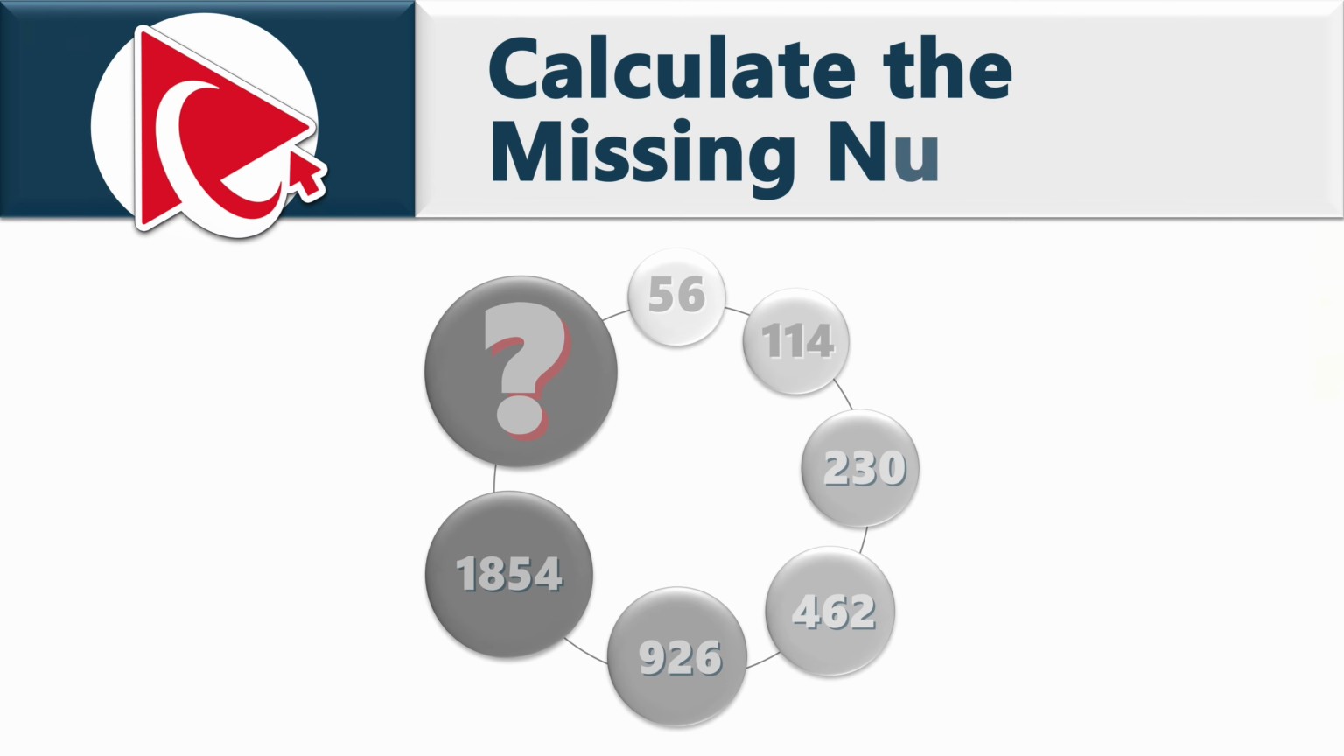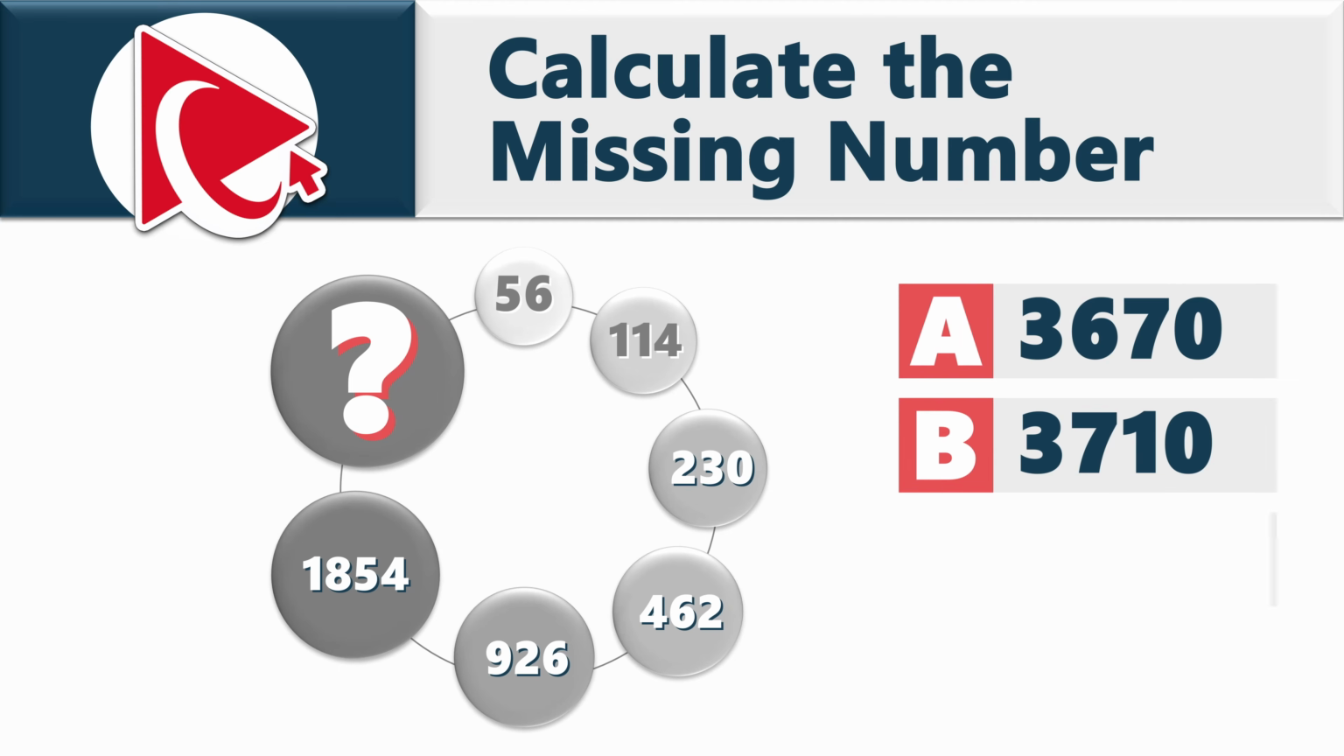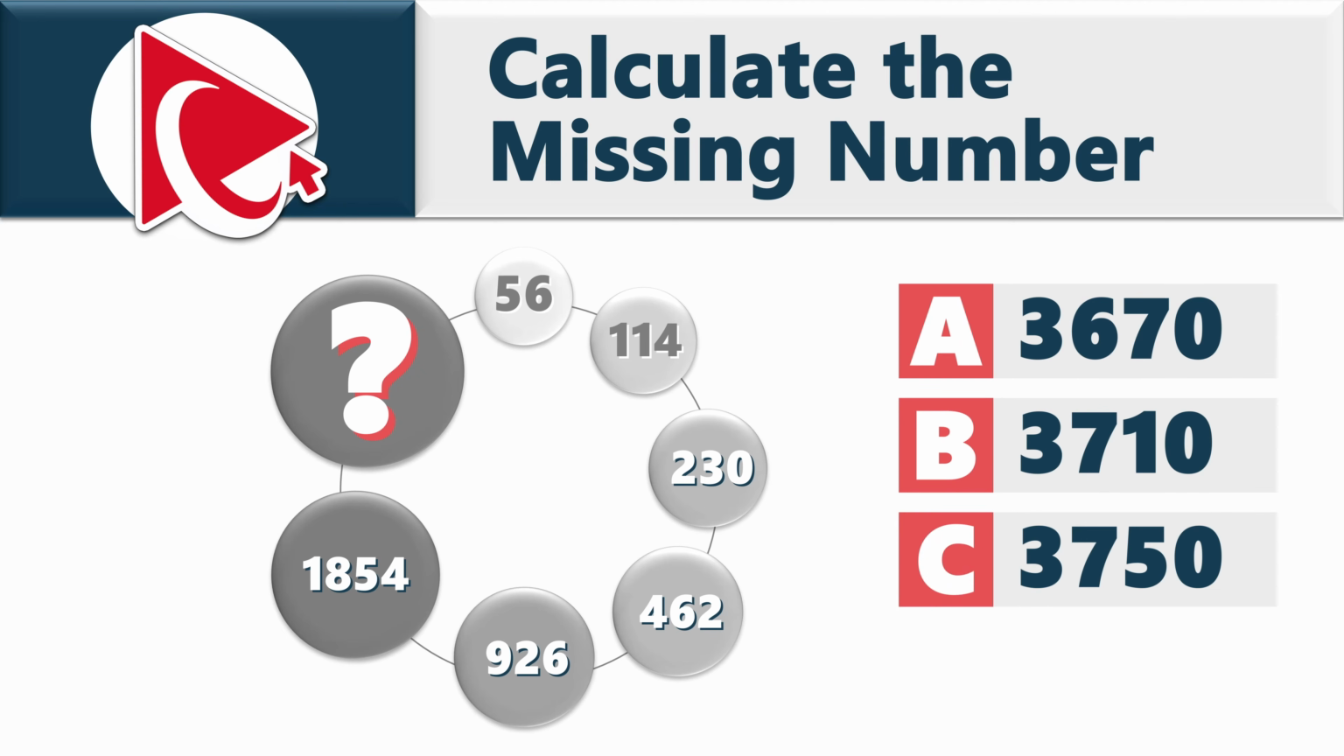You're presented with 7 circles. Each circle has numbers inside. The numbers are 56, 114, 230, 462, 926, 1854, and then comes the missing number, which you need to calculate and select out of 4 possible choices. Choice A, 3670. Choice B, 3710. Choice C, 3750. And last but not least, 3790.